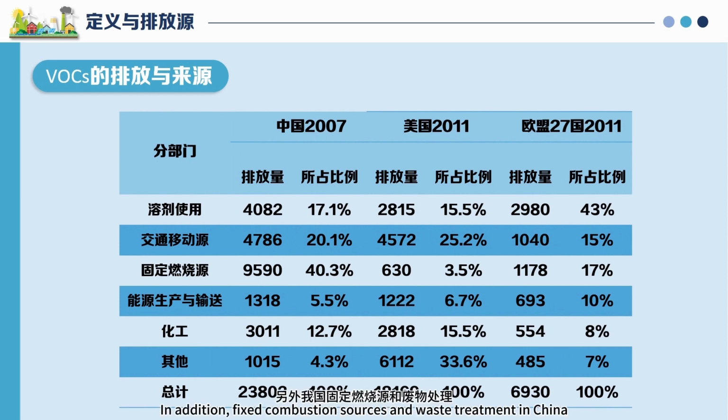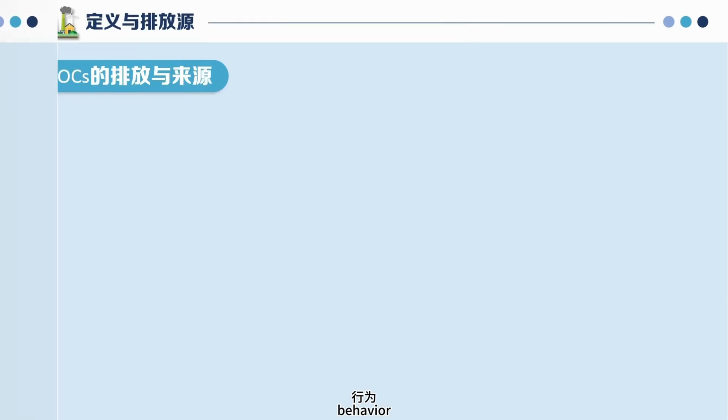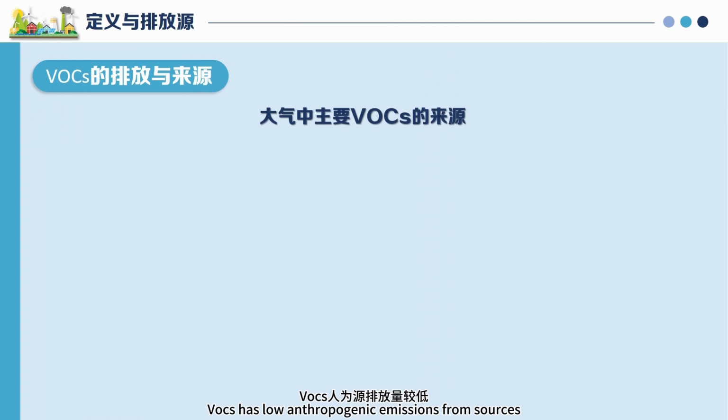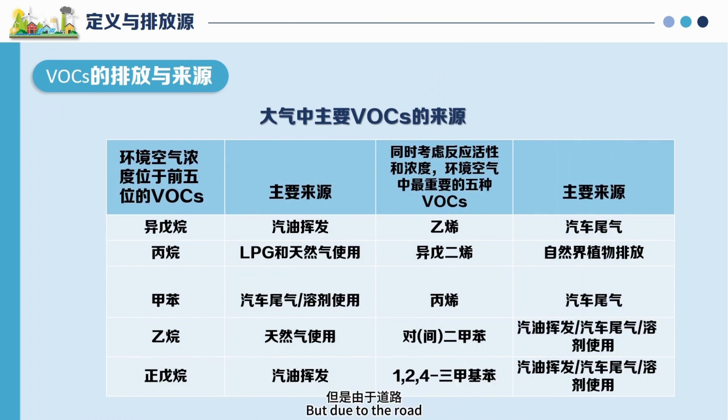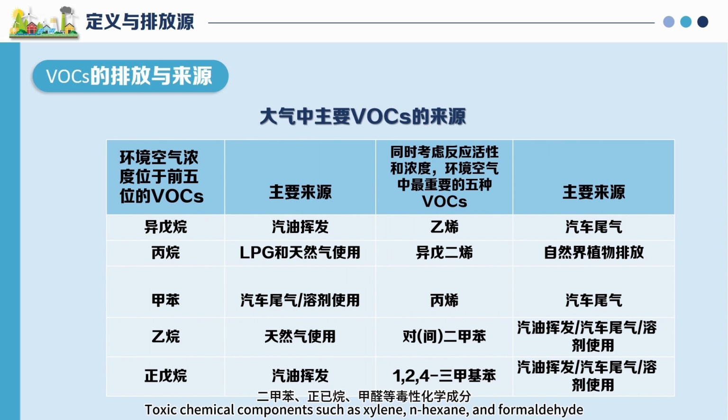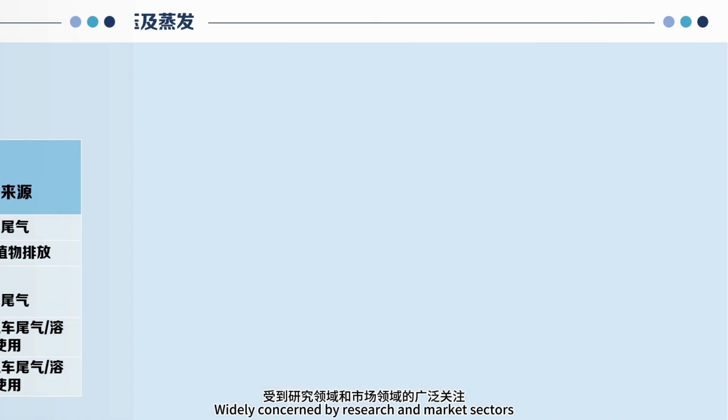In addition, in China, fixed combustion sources and waste treatment disposal sources have relatively high emissions. They mainly come from biomass in rural areas: home stove burning and field burning of agricultural straw waste. Compared to natural sources, anthropogenic VOCs emissions are low, only a few percent, but due to road motor vehicles and various industrial activities highly concentrated in urban areas, anthropogenic VOCs become important pollutants affecting regional air quality. VOCs emitted by humans contain toxic chemical components such as benzene, xylene, n-hexane, and formaldehyde, threatening human health and safety. Therefore, the control technology of anthropogenic VOCs is widely concerned by research and market sectors.